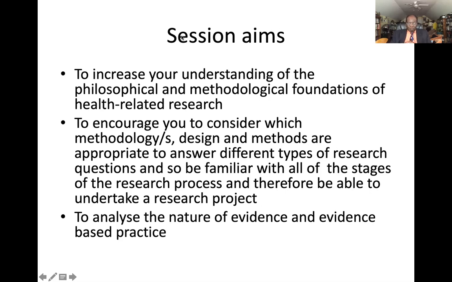First of all, the aim of investigating health is to increase your understanding of the philosophical and methodological foundation of health-related research. The philosophical: why are you doing it? What are your parameters? How are you going to do it so that you maintain the standards of research, the bylaws, things that you are allowed to do when conducting research and things that you are not allowed to do? And what are the right type of motivations to engage in research, and what are some of the wrong type of motivations to engage in research?